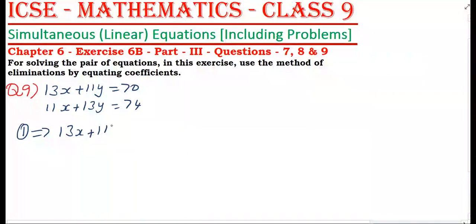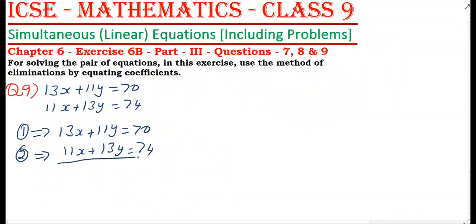13x plus 11y equal to 70. The second equation, 11x plus 13y equal to 74. We don't need to find a suitable number to multiply or divide any of the equations. So what we can do now is simply add both the equations in this case. If you are finding this kind of equation, you can simply add the first and second equations.